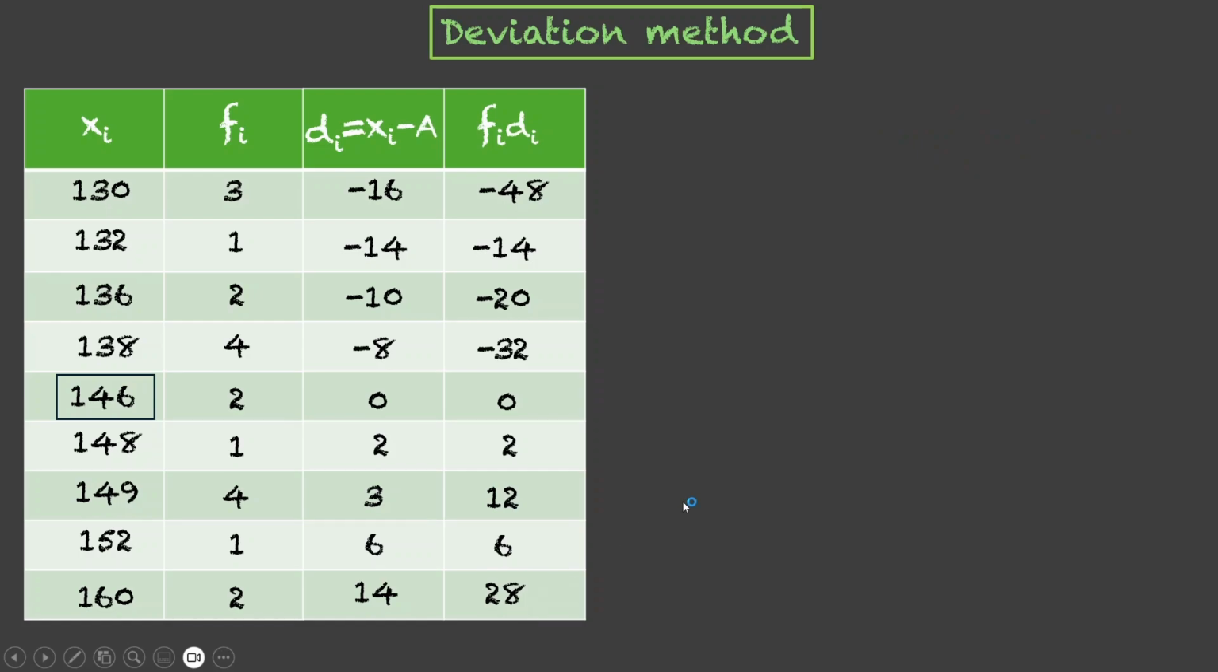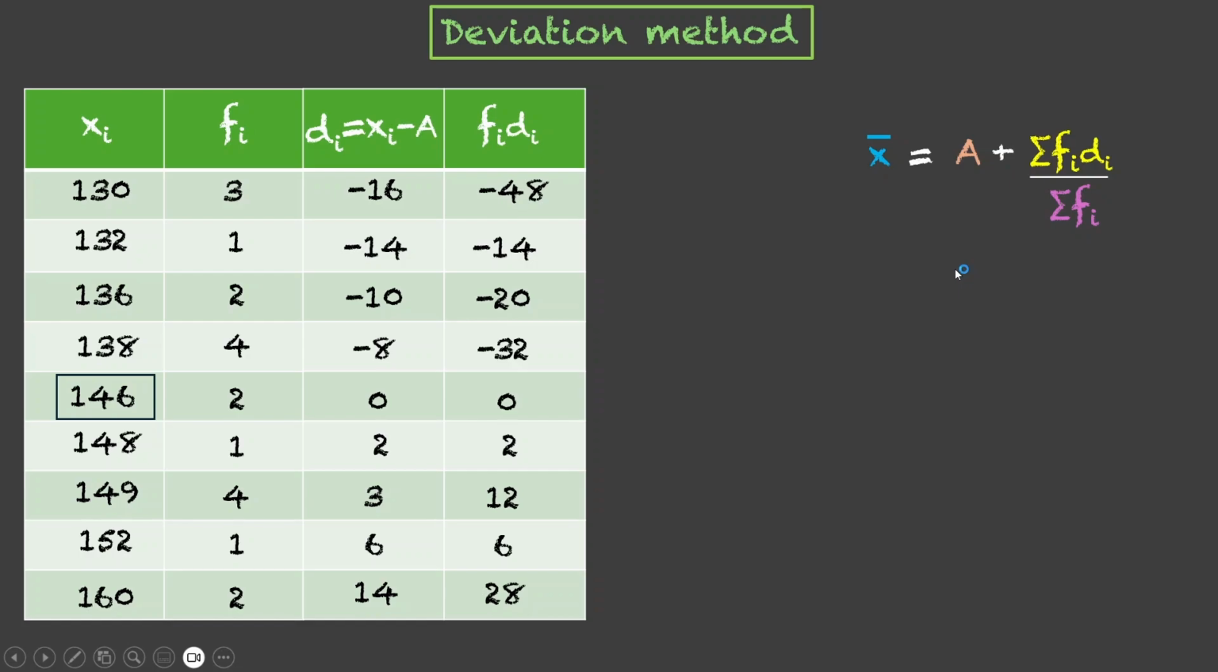Now, what is the next step? Next is the formula for the deviation method. So let's look at the formula for mean. Mean is denoted by x bar. This is called x bar. The formula is assumed mean plus summation of fidi. This is the symbol for summation. It means we add up all the values of fidi divided by summation of fi.